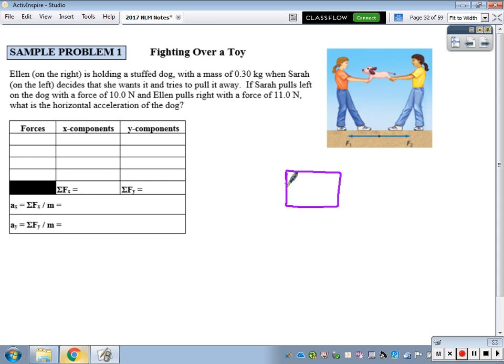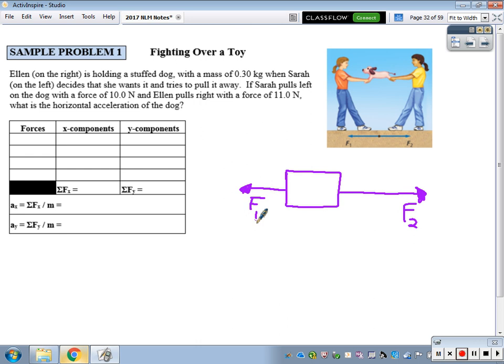It says Ellen pulls to the right with a force of 11 newtons. Is that the greater force? Absolutely. So let's go ahead and draw that arrow, and I know it's only 1 newton of force greater than the other, but we'll make sure to draw that a little bit longer than our force that is acting in the opposite direction. Now, I fully understand this stuffed animal is going to have a weight which we would diagram, but we're not going to worry about that. So step number 1 is to draw the forces that we see.